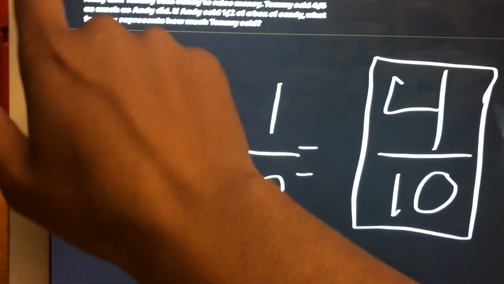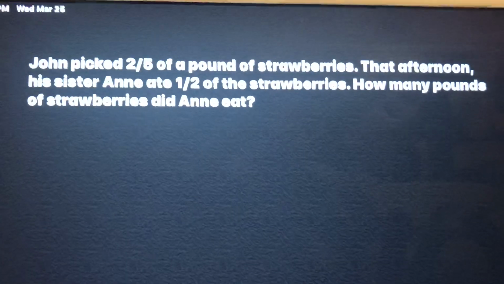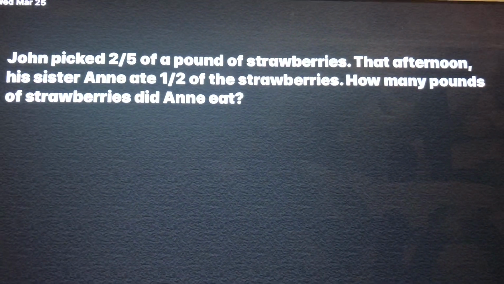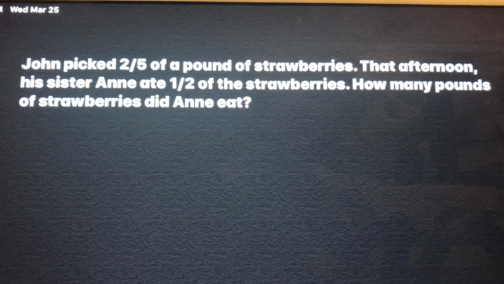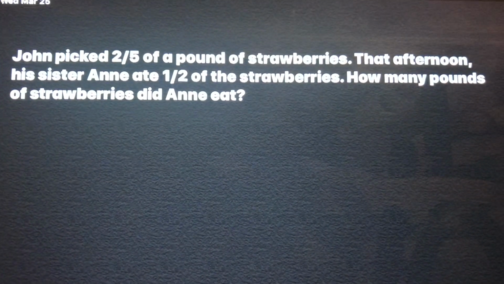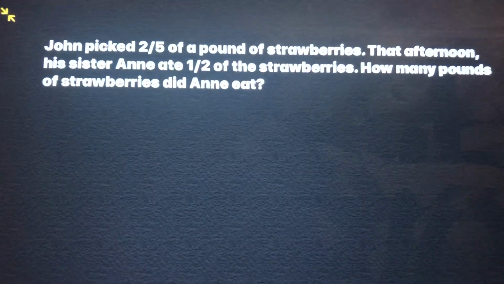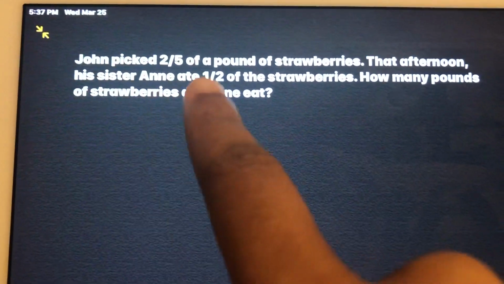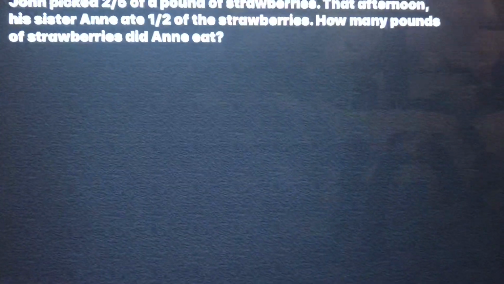Alright, let's go ahead and try another one here. Okay, we got John picked 2/5 of, there's your keyword, a pound of strawberries. That afternoon, his sister Annie ate 1/2 of the strawberries. How many pounds of strawberries did Annie eat? All right, so here we have of multiple times. We have John picked 2/5 of a pound of strawberries and ate 1/2 of the strawberries. How many pounds of strawberries did Annie eat?